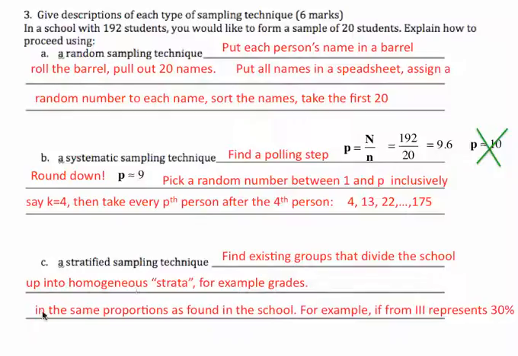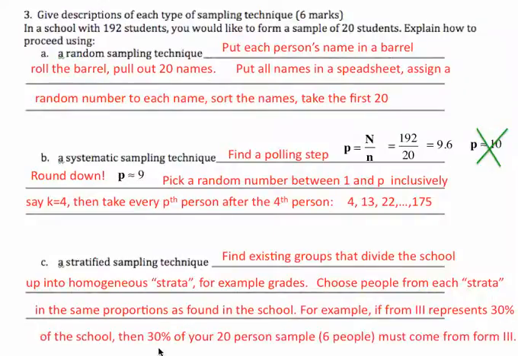Then what you want to do is choose people from each stratum in the same proportions as found in the school. For example, if 30% of the school's population is in Form 3, you have to make sure that 30% of your 20 people are also coming from Form 3. So if Form 3 represents 30% of the school, then 30% of your 20-person sample, that would be 6 people, must also come from Form 3. And that's how you do stratified sampling, systematic sampling, and random sampling. And that's it for question 3. Have a good day.